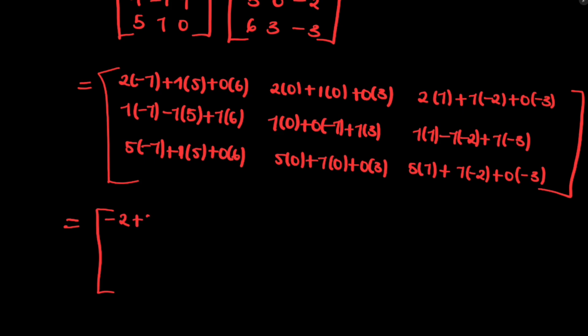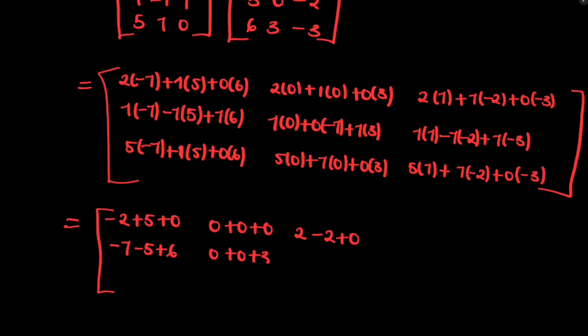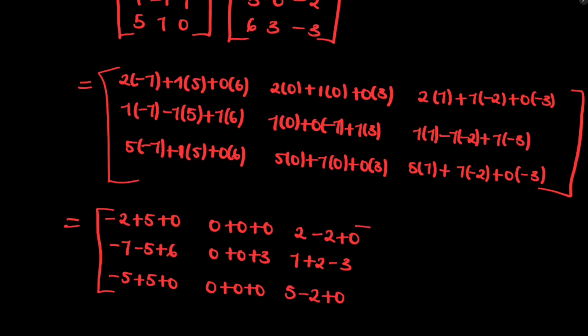Minus 2 plus 5 plus 0. 0 plus 0 plus 0. 2 minus 2 plus 0. Minus 1 minus 5 plus 6. 0 plus 0 plus 3. 1 plus 2 minus 3. Minus 5 plus 5 plus 0. 0 plus 0 plus 0 again. 5 minus 2 plus 0.